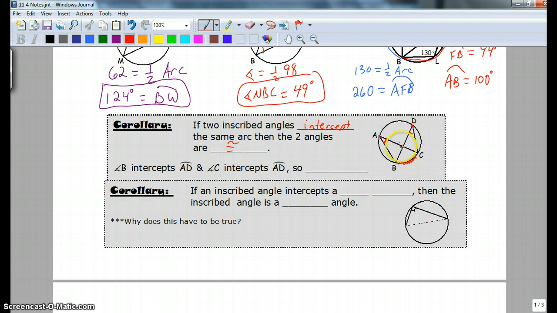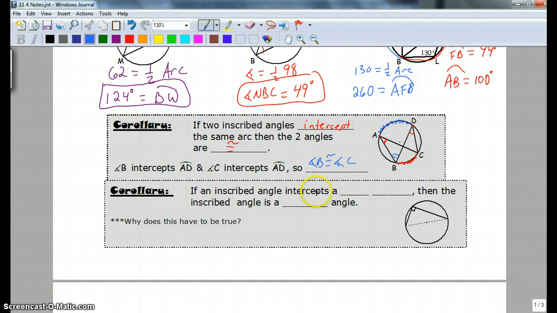Now, in this picture is also another one. Angle B intercepts arc AD, and angle C also does. Thus, angle B is congruent to angle C. Awesome.